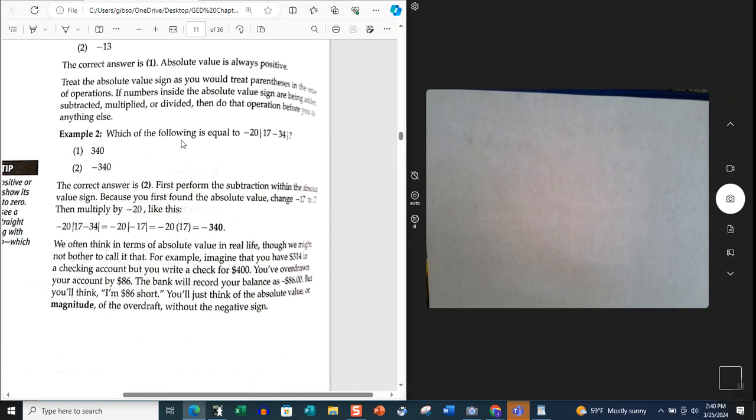Example 2. Which of the following is equal to negative 20 times the absolute value of 17 minus 34? So you treat this like a parenthesis in order of operations. You do that first, which is shown in here. So you do the 17 minus 34 first. That gave you negative 17. Then the absolute value of negative 17 is positive 17. And you carry over your negative 20 because it's not under the absolute value. So now you have negative 20 times 17, which is a negative 340.